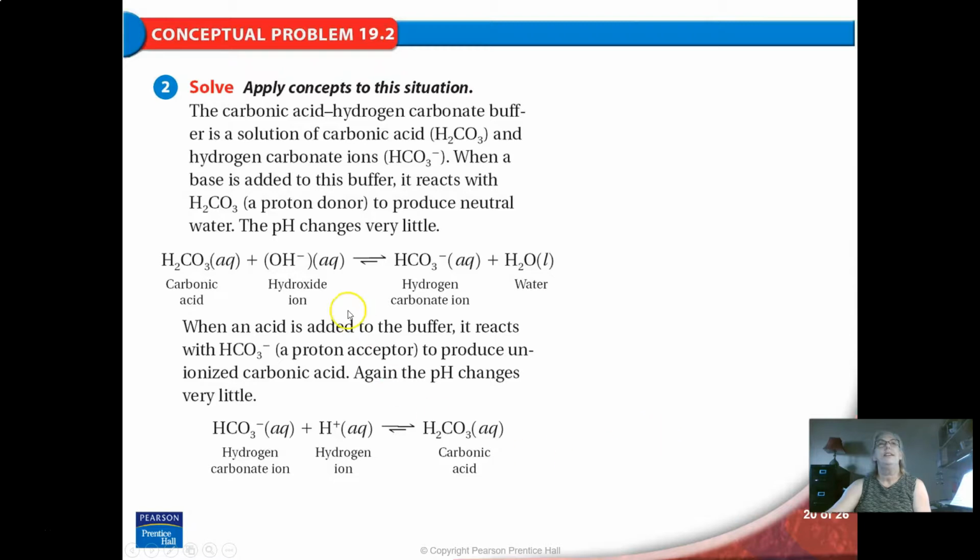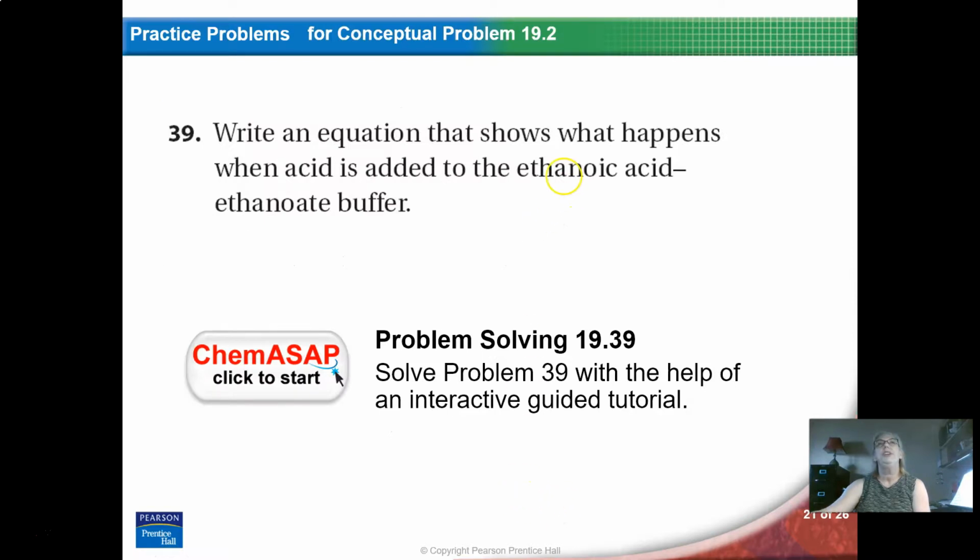So this is how we can get rid of OH that gets thrown into the solution, or we can get rid of the H plus that gets put into the solution. That's how it mops up those ions that we don't want, and the pH does not change. So see if you can do it with ethanoic acid. We kind of talked about it already, so see if you can try that one.